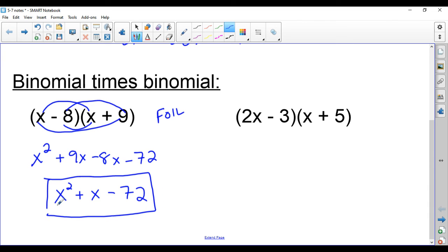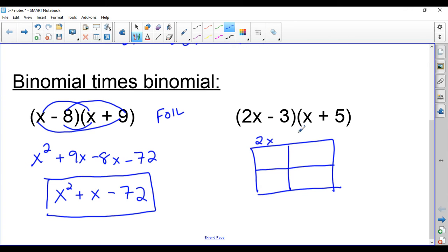So you could use the FOIL method if you like that method, or you can use boxes. Here I'm multiplying a binomial times a binomial, so I need two boxes in each direction. I'm going to put the one binomial across and the other one up and down, and it does not matter which one goes where. I just make sure that this is one binomial, that's the other.